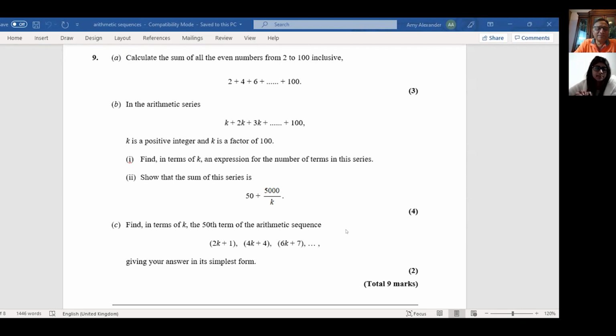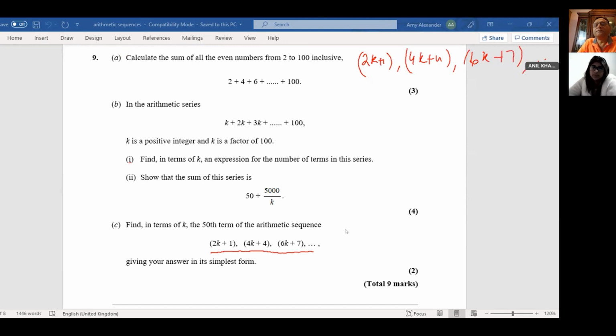Okay, what is part C? Part C: find, in terms of k, the 50th term of the arithmetic sequence. Okay, so that should not be difficult. Let me rewrite it here: 2k plus 1, 2k plus 3, 4k plus 4, and then 6k plus 7.